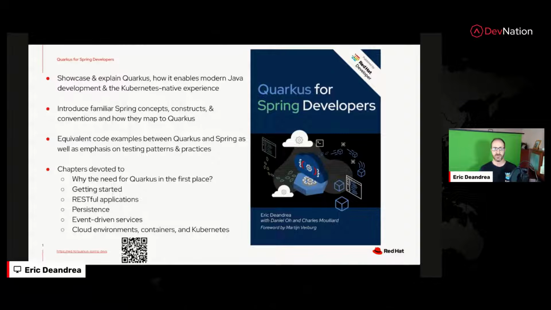So we wanted to level set and take a look at people who are familiar with some of these concepts, the conventions, the auto configuration, all that kind of stuff. How does that work, and what does that look like in Quarkus? And what does Quarkus do similar, and what does Quarkus do different?